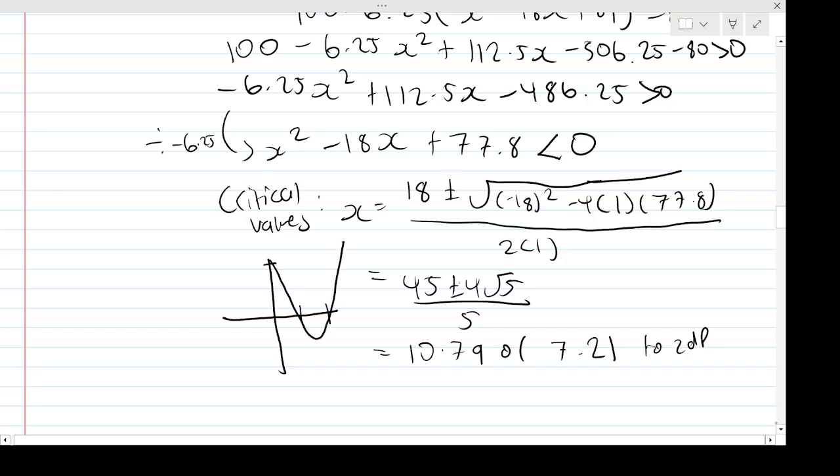Then to find the point, to find where it's less than 0.